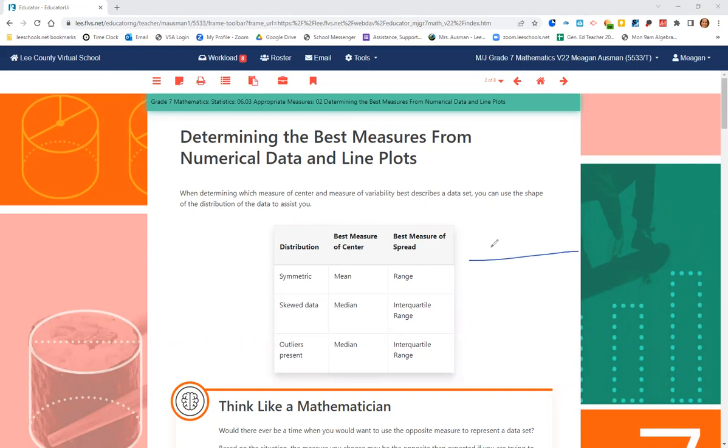So if we have symmetric data, so we've got maybe some stuff here and then some stuff here, if we cut it in half, it's like a mirror image of itself. So that would be symmetrical. If we have skewed data, so we got a couple little things here and then we've got a lot of data over here, notice it's skewed to the right. The median would be the better measure of center and the interquartile range would be the better measure of spread. If we have any outliers, so let's say we've got a lot of numbers here, and then let's say we've got one number way up here, that would be an outlier. And the best measure of center would be the median, and the best measure of spread would be the interquartile range.